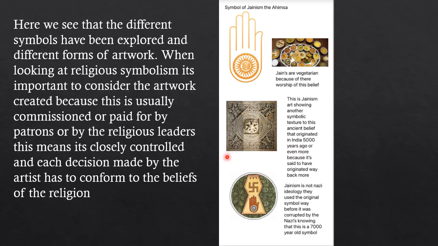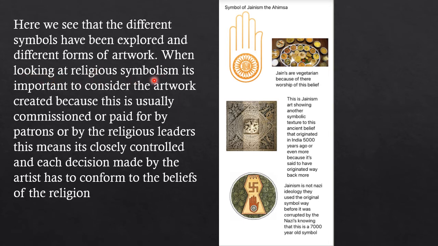Now, one thing that I really enjoyed about this mind map was this one piece here that we can see, and it's a commissioned piece, and it would have been a tiled part of a ceiling or a mosaic, and it's really, really intricate. Okay, now I talk about it here on the side. So here we see that the different symbols have been explored and that there are different forms of artwork.